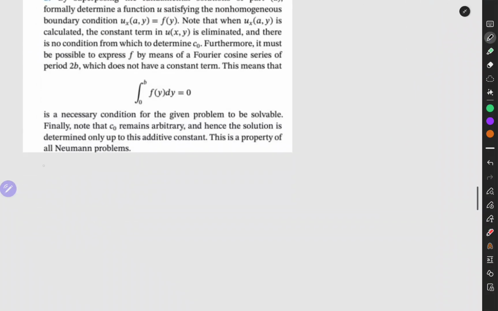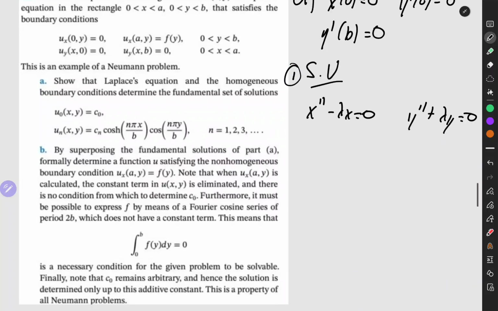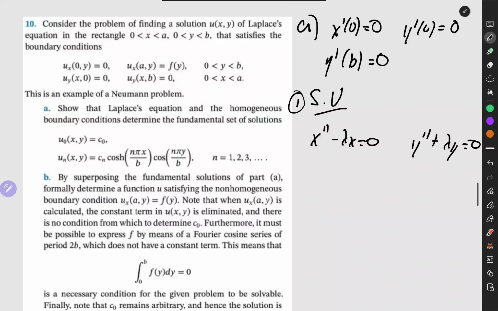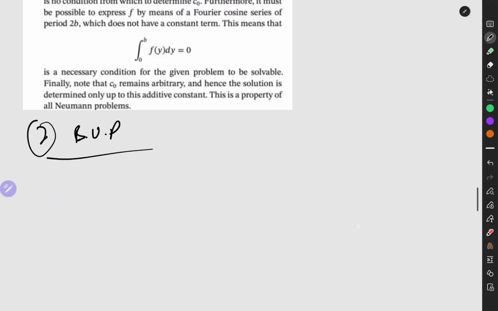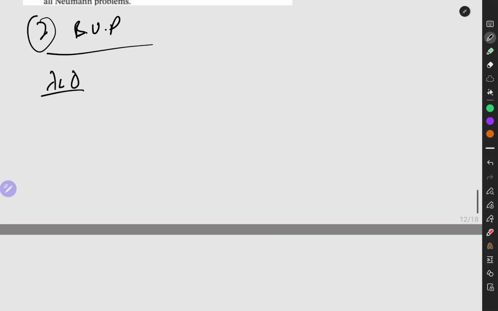So let's go down here. Step 2, boundary value problem. This is step 1. So it wants us to stop at the fundamental set of solutions. Okay. Let's do the case for when lambda is less than 0. I already know this is going to be only trivial solutions, but let's go ahead and do it this one time. If this is less than 0, this is equal to negative mu squared.